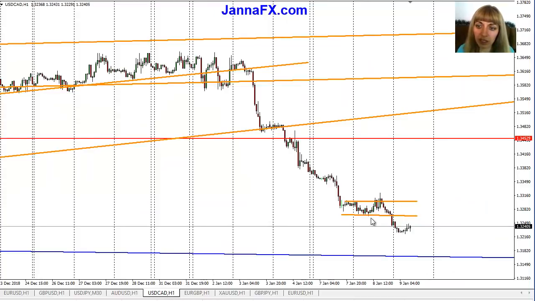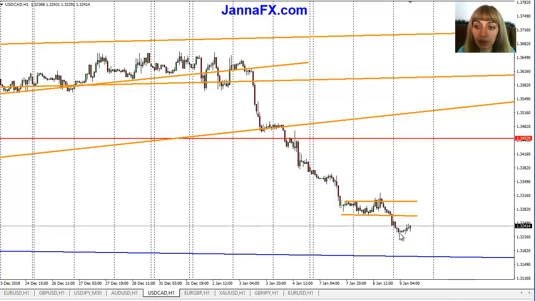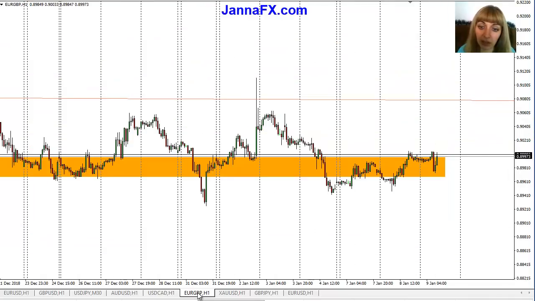And now dollar Canadian, as you can see, it consolidated a bit, and this is a little move, which also would have been enough if you would place pending orders sell. You see it moved about 40 pips, so at least 10 pips profit on this movement. So now it would be just a pretty much waiting time for me.